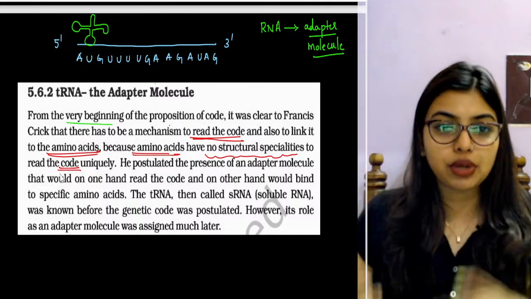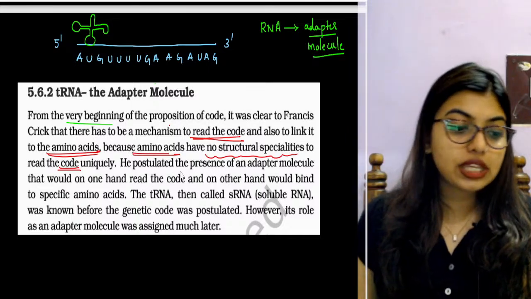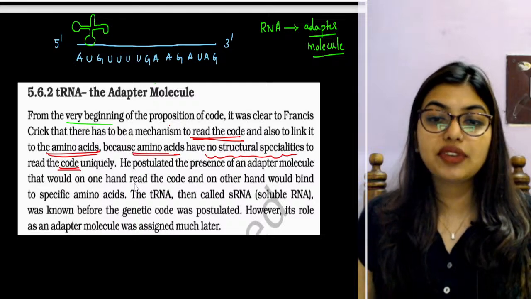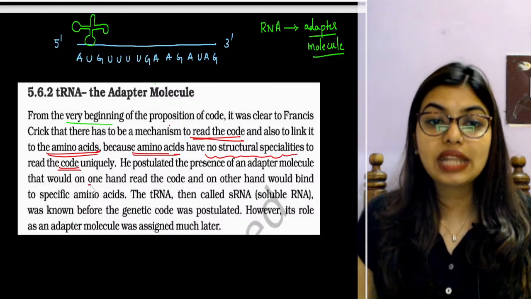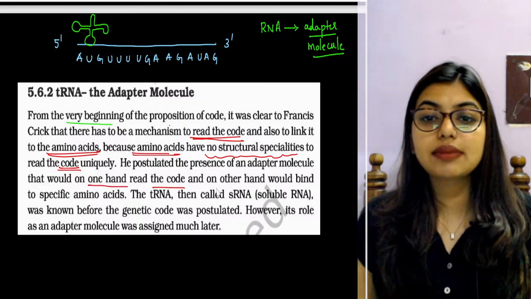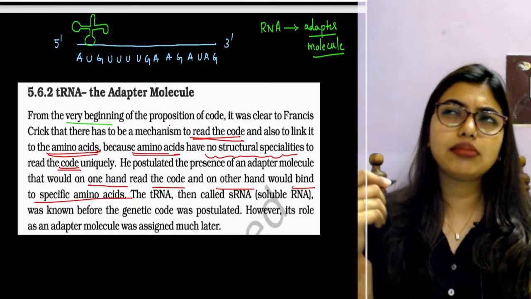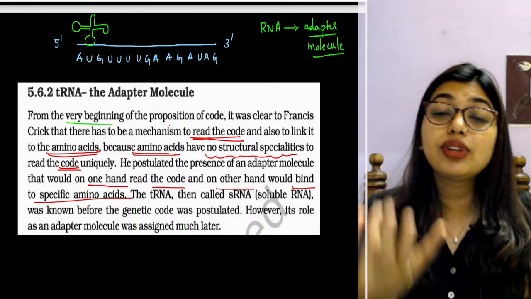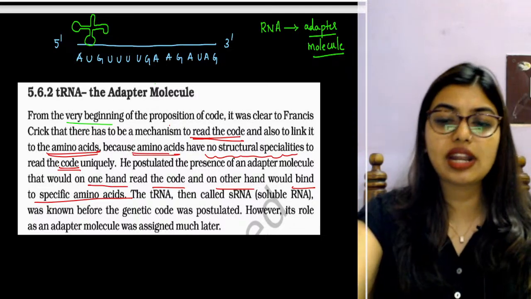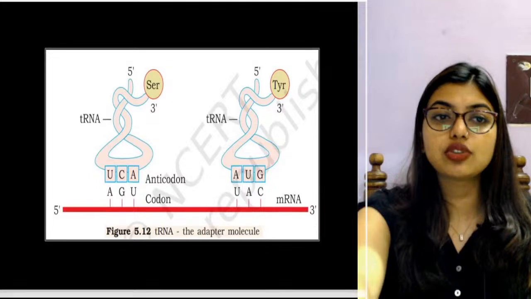So that will continue. Understood? He postulated the presence of an adapter molecule that on one hand would read the code, and on the other hand would bind the specific amino acid. I am telling you, ma'am, it is going to read the code, but who is going to add the amino acid? And who is that? It's going to be a tRNA.